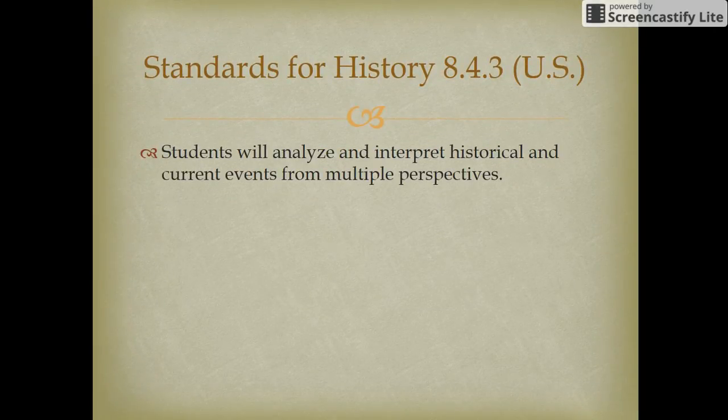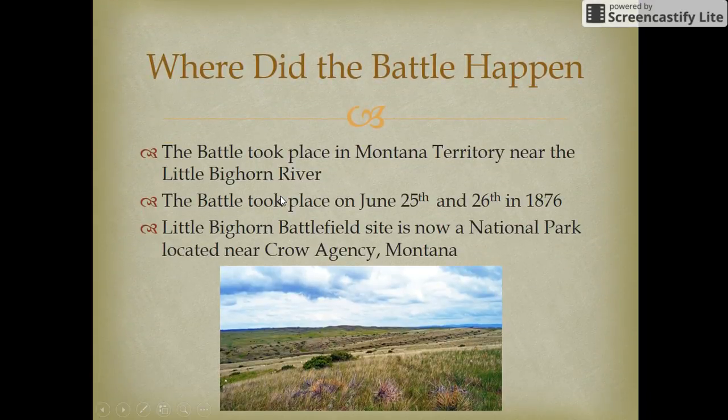The standards that we'll be covering for this are History 8.4.3. Students will analyze and interpret historical and current events from multiple perspectives. You guys will be analyzing the historical event, the Battle of Little Bighorn, from multiple perspectives, including the native perspective. There were several different tribes that were involved in the Battle of Little Bighorn, and also from the cavalry soldiers' perspective.